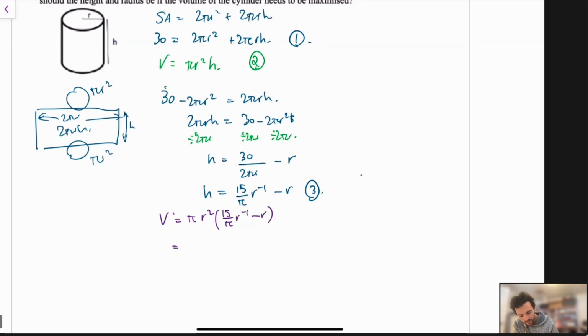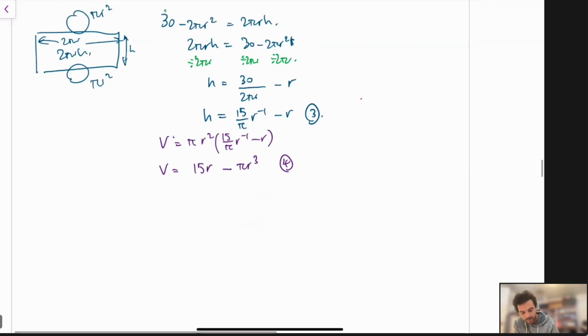Expand. So this one becomes 15r take pi r cubed. And this is our volume equation. Now you can always just use a few more steps there. If you found that tricky, that's absolutely fine. And so this is our volume equation.